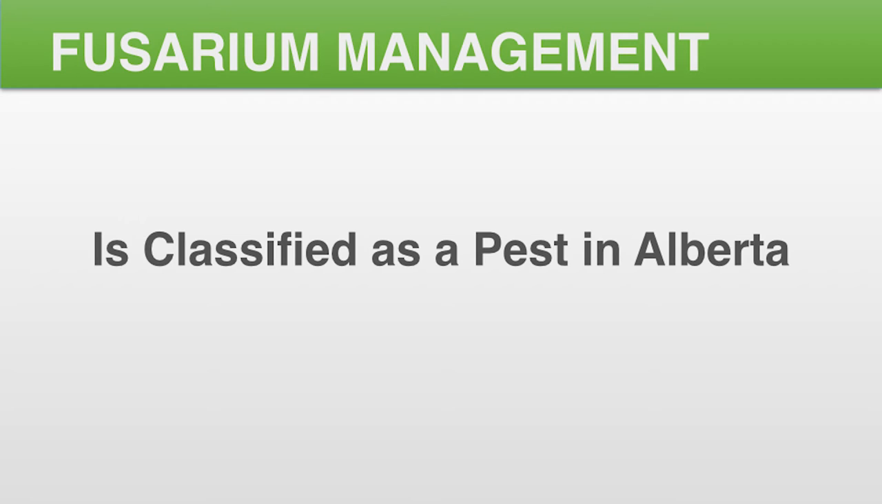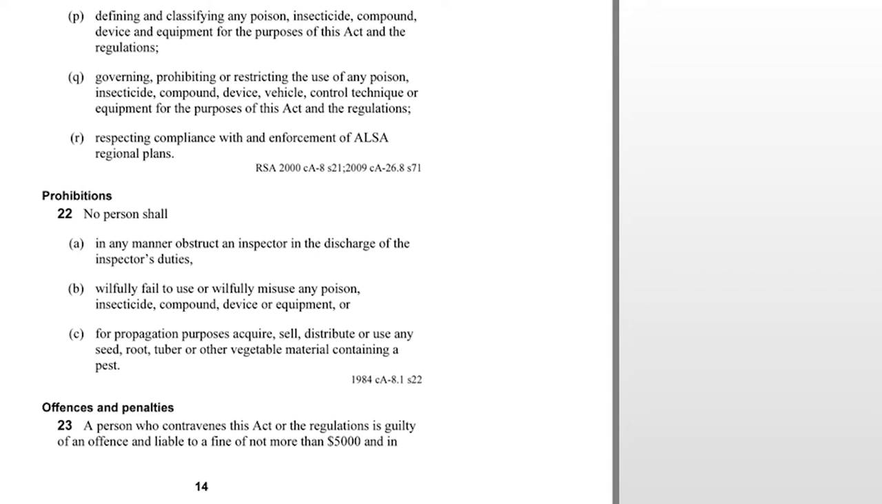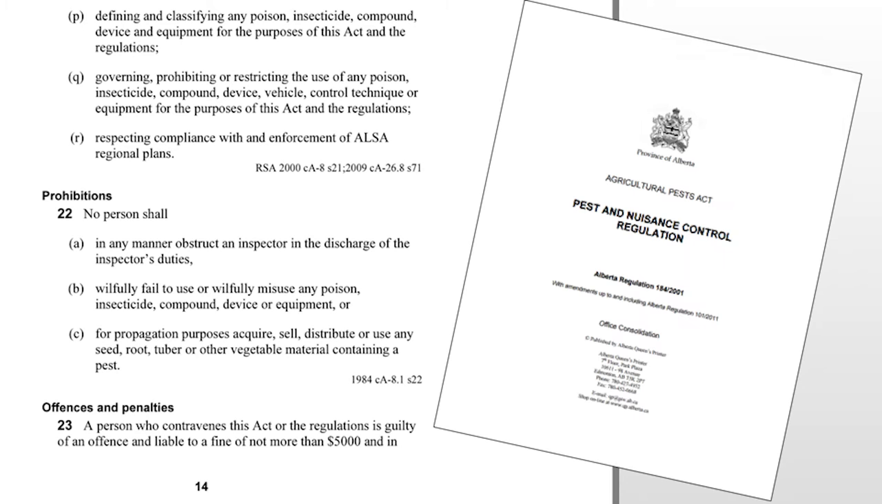Fusarium graminearum is classified as a pest in Alberta. Since 1999, Fusarium graminearum has been a pest listed under the regulations of Alberta's Agricultural Pests Act. And in Section 22C, it says that no person shall, for propagation purposes, acquire, sell, distribute, or use any seed, root, or tuber, or other material containing a pest. This means that if grain is infected with Fusarium, it should not be used as seed.